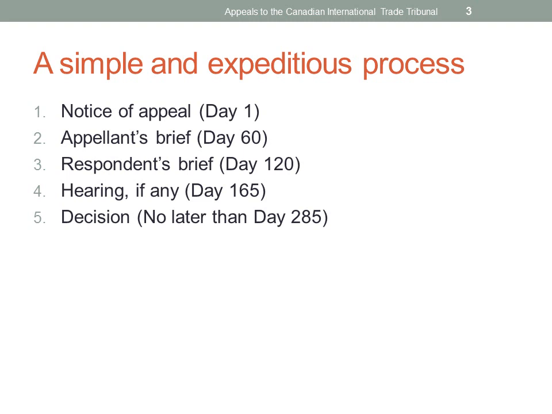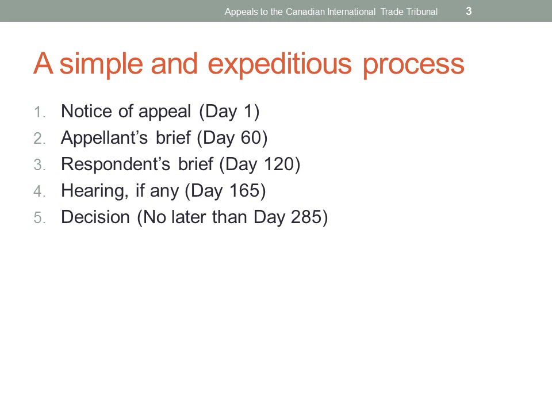There are 5 basic steps. The process is initiated when you file an appeal within the time frame set out in the relevant legislation. The second step is to file a brief within 60 days. 60 days later, the Canada Border Services Agency or Canada Revenue Agency files its brief setting out its position.